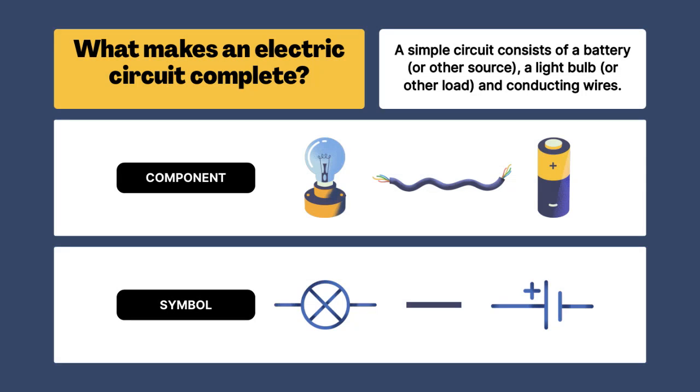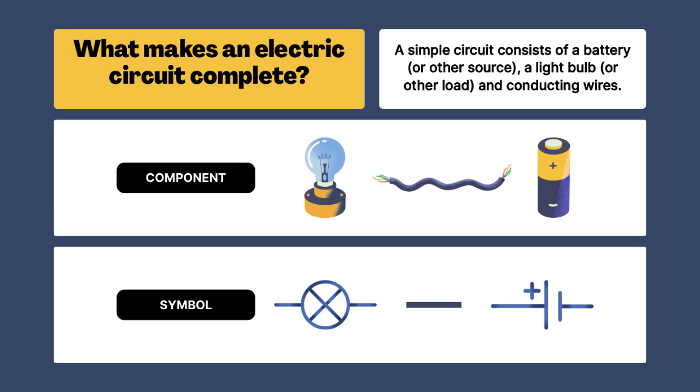Let's take a closer look at the basic symbols and components in an electric circuit. A simple circuit typically consists of three main parts: a battery or another power source, a light bulb or some other load, and conducting wires that connect everything together. These components work together to allow electricity to flow and perform work, like lighting a bulb.